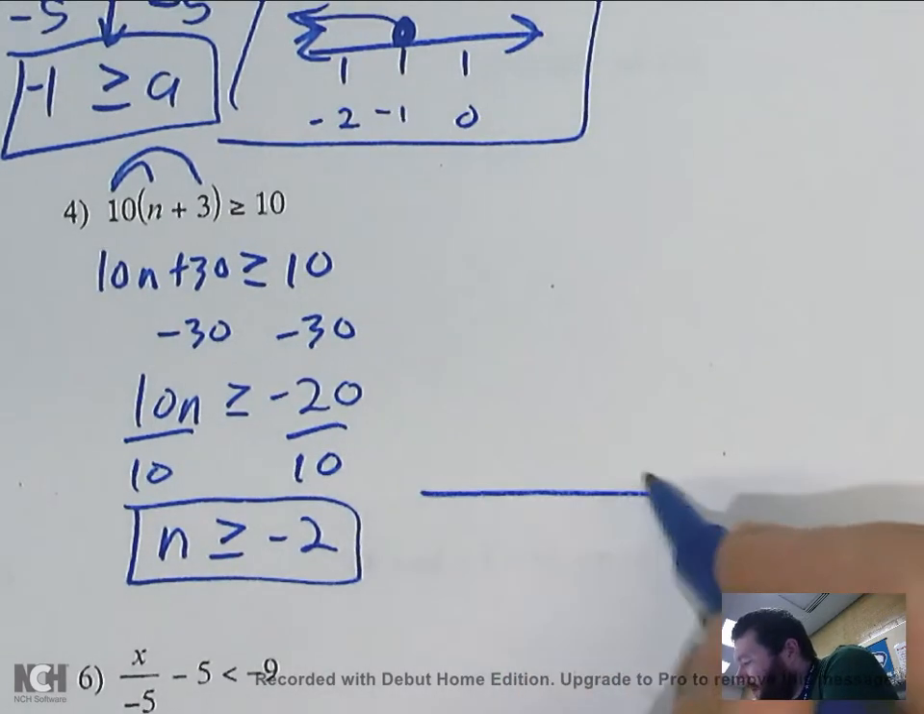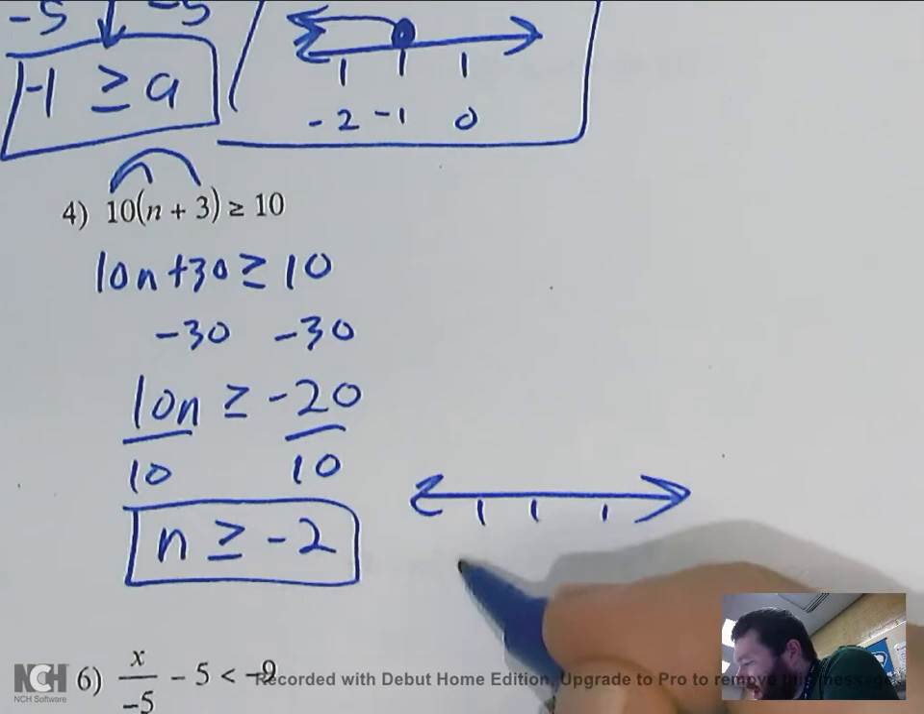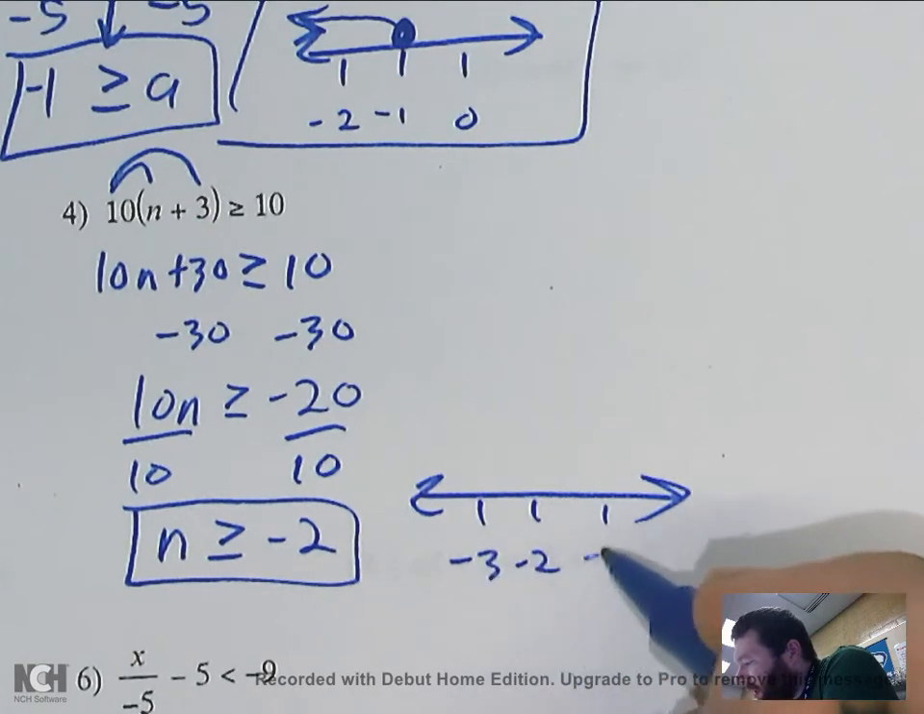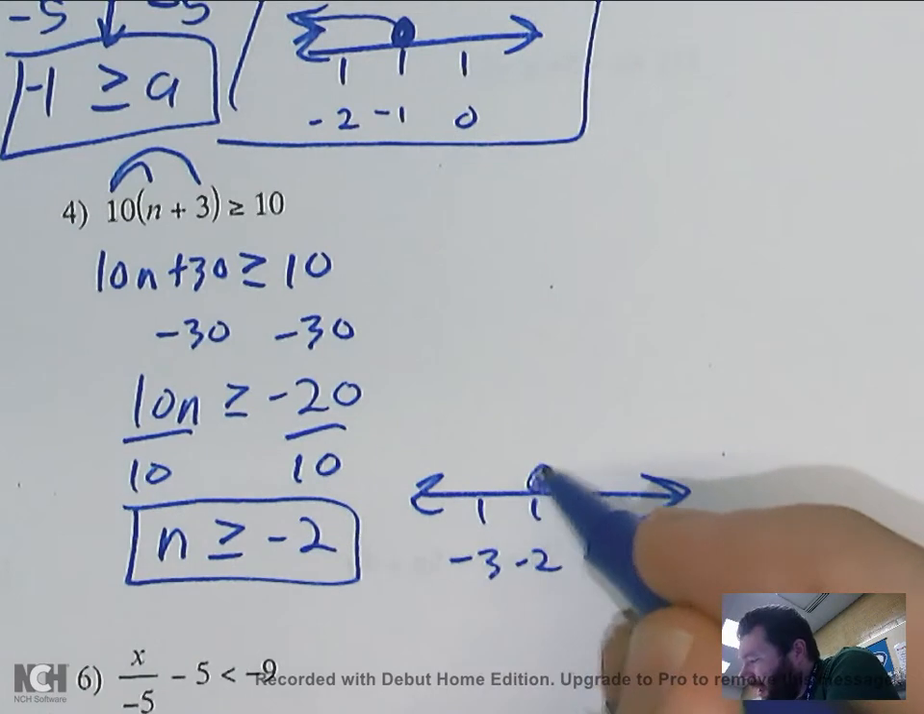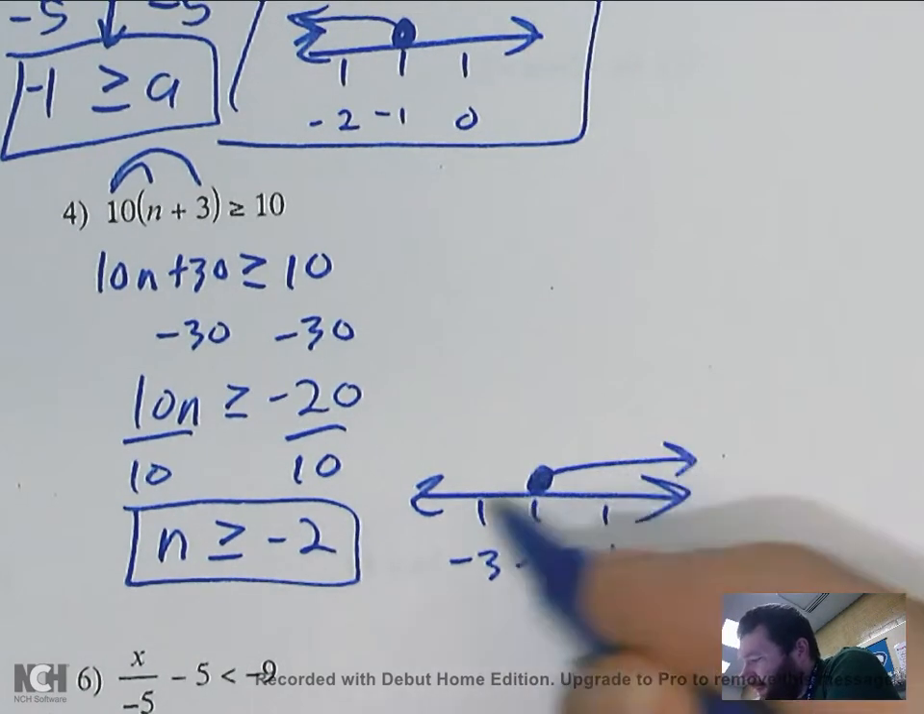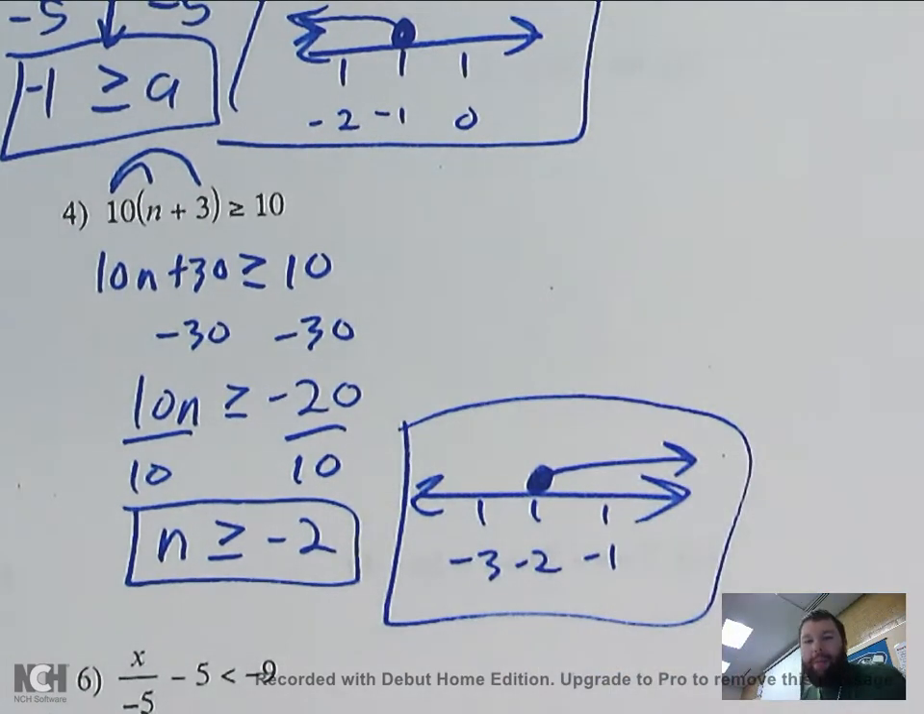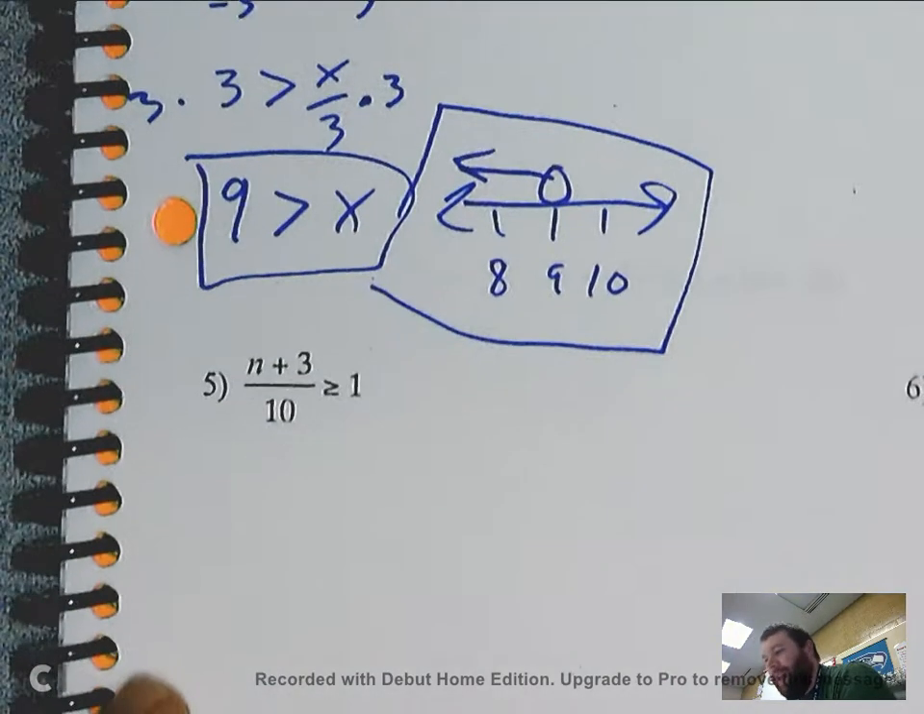Then we're going to graph it. Negative 3, negative 2, negative 1. This one's going to be a closed circle. It's got the line under it. And it's eating the variable, so it's going to go to the right. And that would be your second answer on that one. Okay, let's look at the next one.